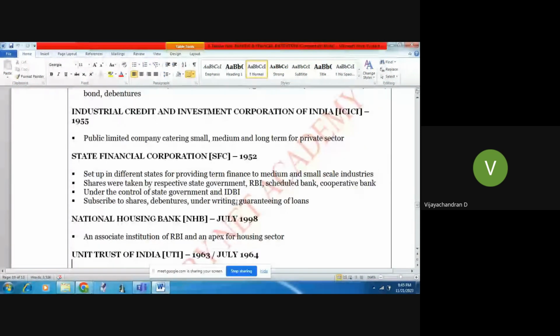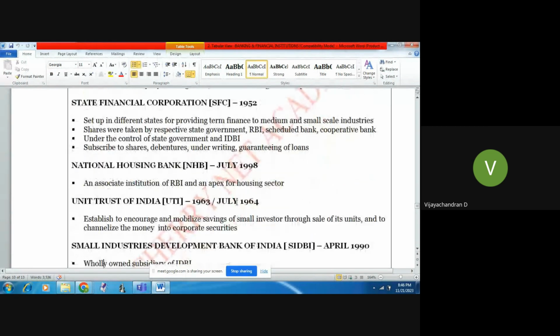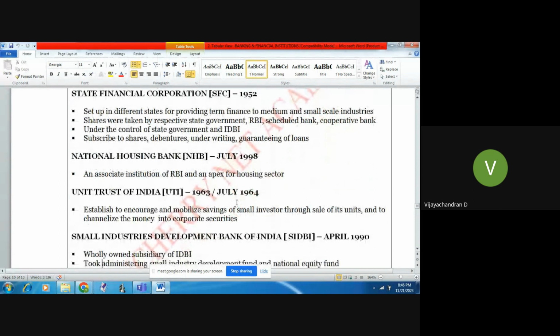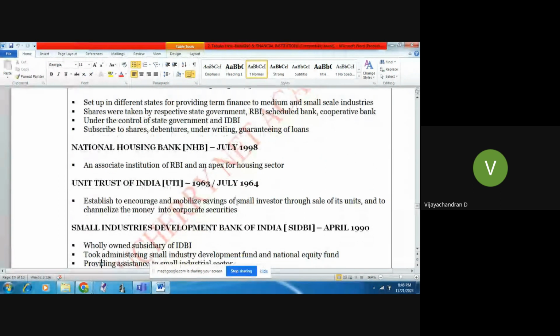SFC, State Financial Corporation, is under the control of IDBI. The sponsor is IDBI. Okay, that you should understand. Then National Housing Bank. It is an institution coming under RBI control.